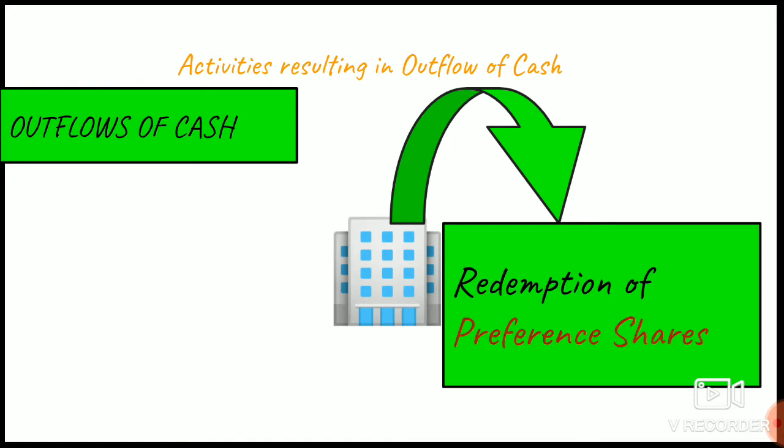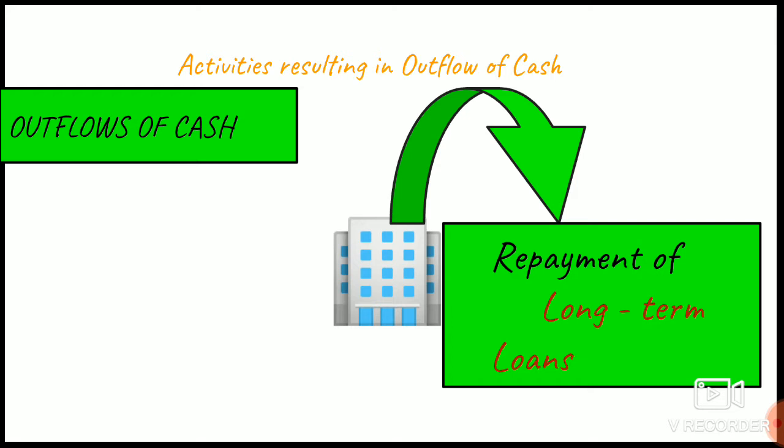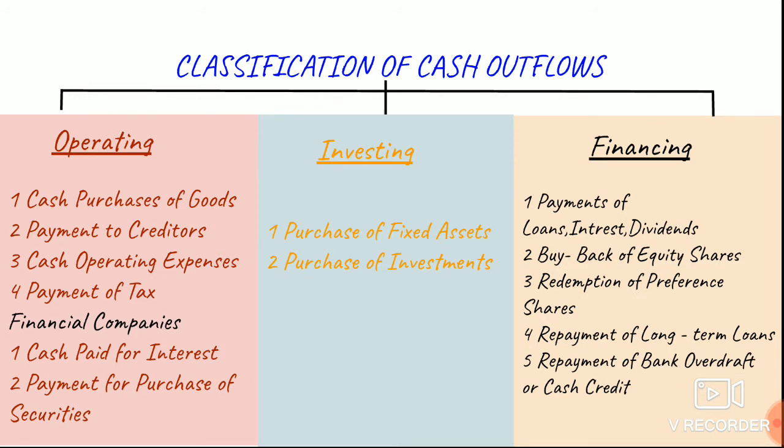There will be an outflow of cash when preference shares or debentures are redeemed. Repayment of long-term loans will result in an outflow of cash. Repayment of bank overdraft or cash credit will also result in an outflow of cash. Now, on the basis of the activities of the business, these examples of outflow of cash can be categorized as operating outflows of cash, investing outflows of cash, and financing outflows of cash.